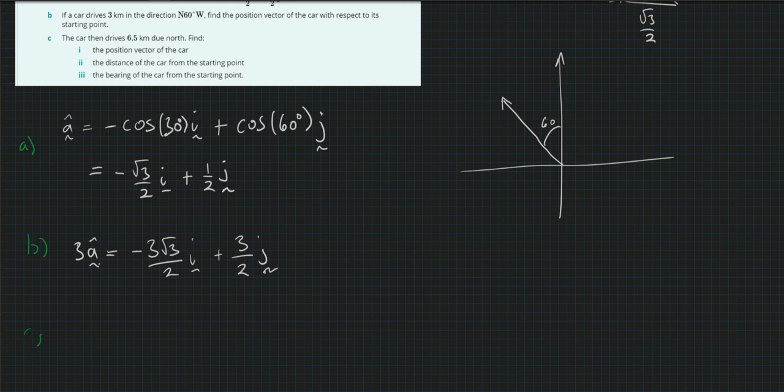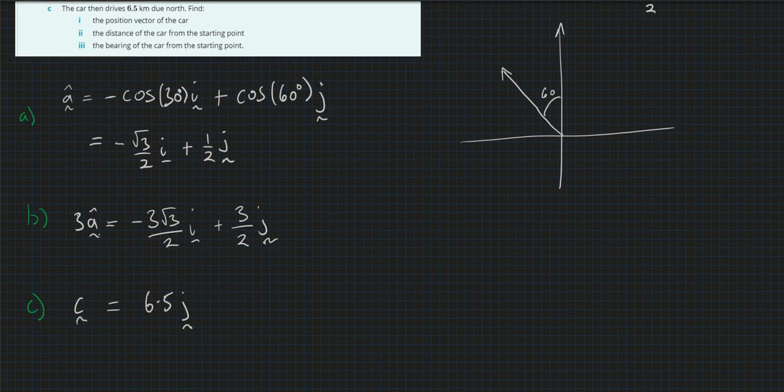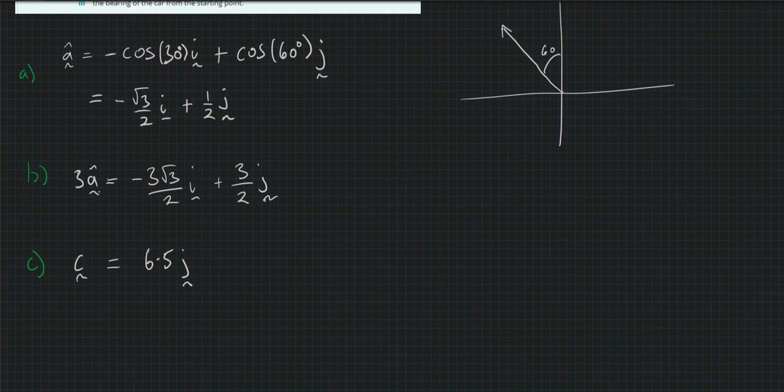The pen's not being easy. All right, so the position vector of that, I'm going to call this car 1 because I don't know how many more we're going to do. So that's equal to, I'm just going to call it C for car, to start with. So due north is just 6.5 times J. The distance of the car from the starting point, that's just 6.5, isn't it?